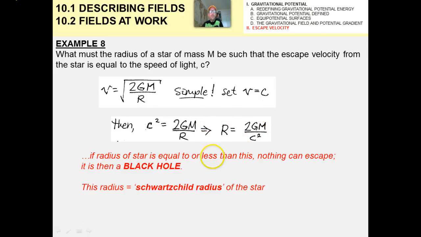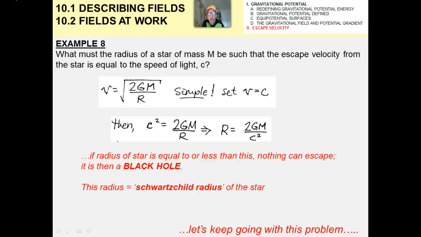Now what's cool about this, and we'll study this later when we talk about astrophysics and black holes, is that if the radius of a star is equal to or less than this, nothing can escape, not even light, and it's called a black hole. And this radius has a name. It's called the Schwarzschild radius of the star. Pretty cool stuff. And we could actually work out the numbers if we were given the mass of a star, in this particular case.